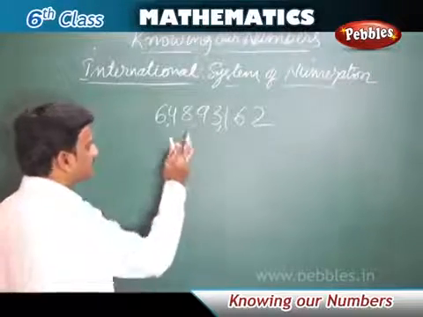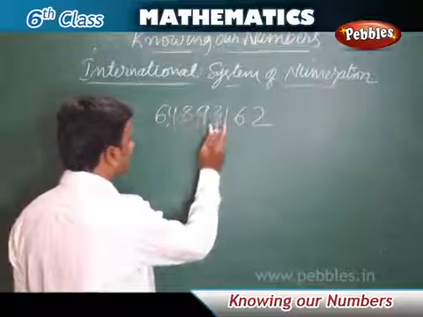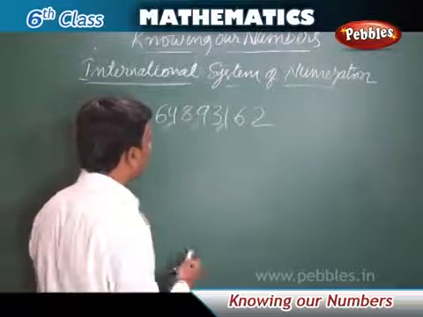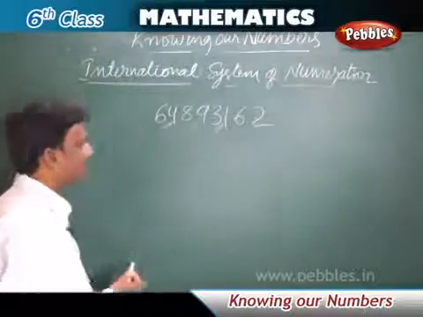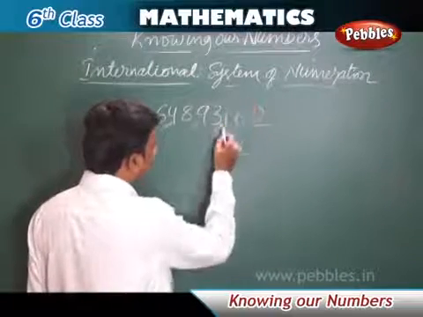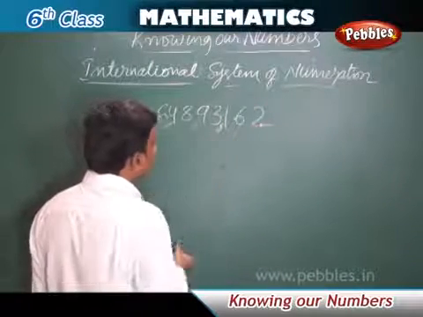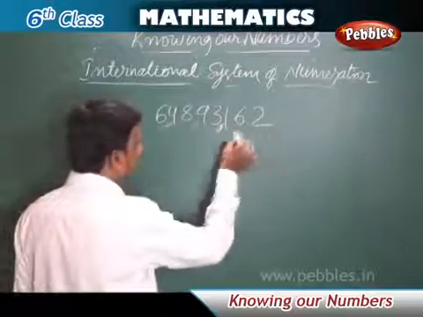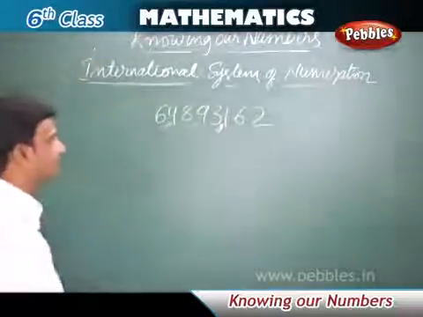93,162. But in the international system of numeration, the placement of commas and the way the numbers are read or written are different. Let us see. Here we place the comma after 3 digits from the right. Even in the international system the same is done. After the hundreds place, a comma is placed.